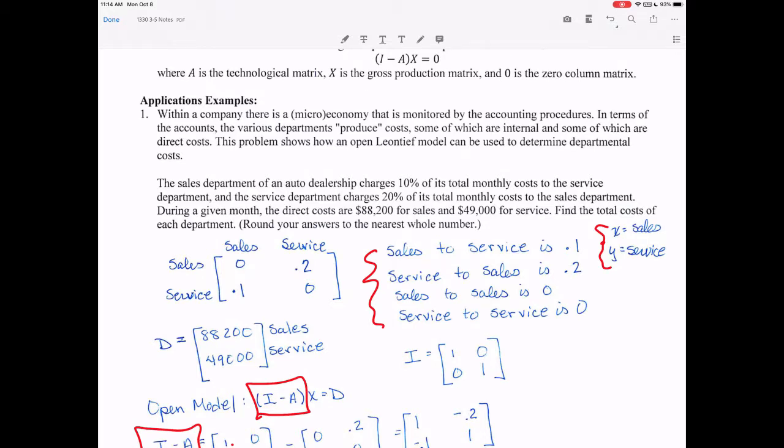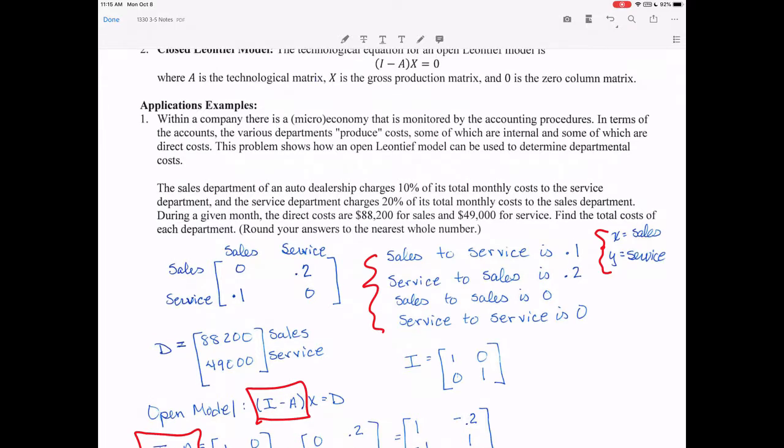Now, everybody's asked me, well, why would the sales department charge itself? Well, the sales department could charge itself for supplies, for staples, for staplers, for trash cans, for, y'all getting the idea? The service department could charge itself for wrenches and, do you get the idea? So it could charge itself for stuff. Okay? So you can't assume that those are always going to be 0. Okay? You don't know what it could be. Okay? So set it up, sales to sales, service to service, and where they overlap.